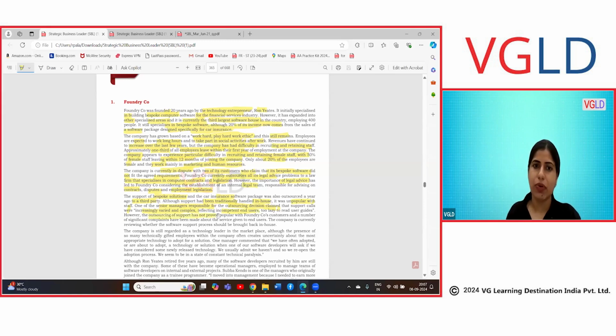However, outsourcing of support has not proved popular with Foundry company customers, and a number of significant complaints have been made about the service given to end users. The company is currently reviewing whether the software support process should be brought back in-house. The company is still regarded as a technological leader in the marketplace, although the presence of so many technologically gifted employees often creates uncertainty about the most appropriate technology to adopt for a solution.